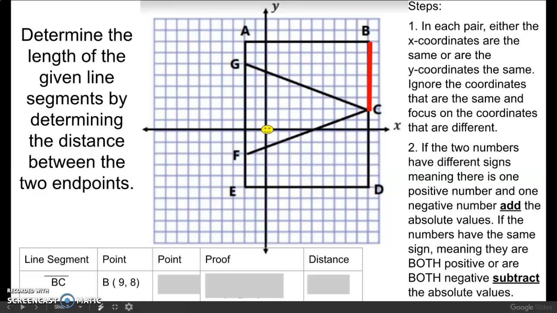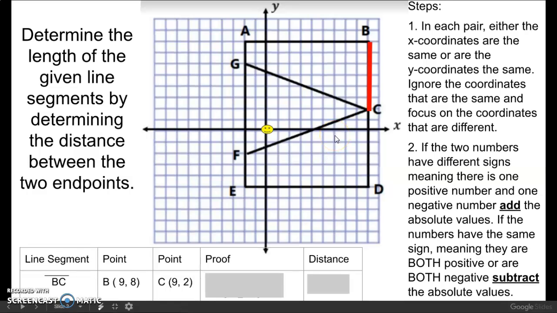We're going to do the same thing with C. To get to point C, we would have to count 9 units to the right and 2 units up. That gives us the coordinate 9, 2. Now that we have our two endpoints, we can begin to find the distance. To find the distance, we have to figure out, is the x-coordinate the same or the y-coordinates the same? And then we're going to ignore the same coordinates and focus on the coordinates that are different.